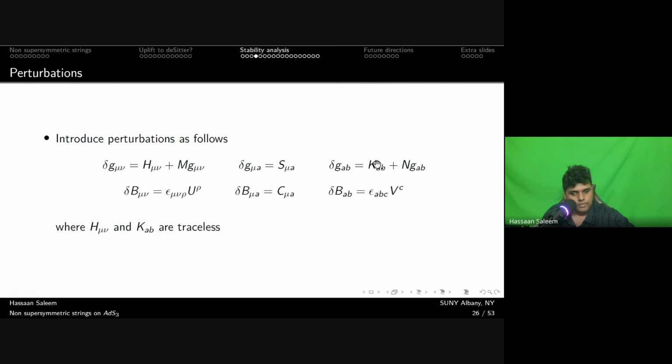Similar is the case here. This is the traceless part, this is the trace part. So therefore it says H and K are traceless. And for the B field, you can write down your perturbations in terms of vectors because of 3 dimensions. And same is the case here. So if you introduce perturbations like this, you can put them into equations of motion and write down the equations of motion for the perturbations to the linear order only.